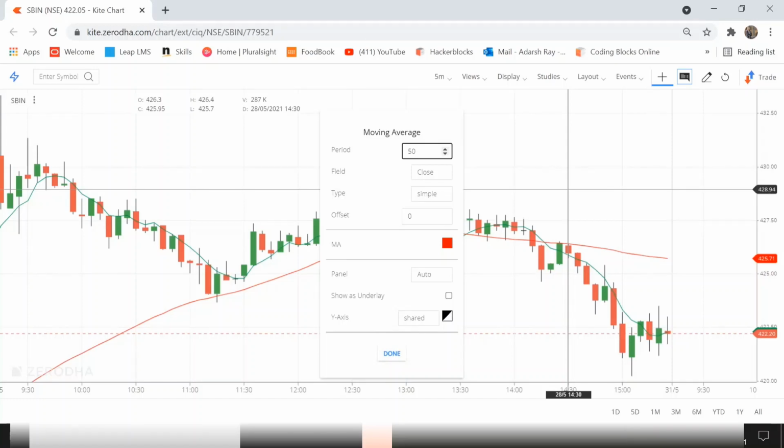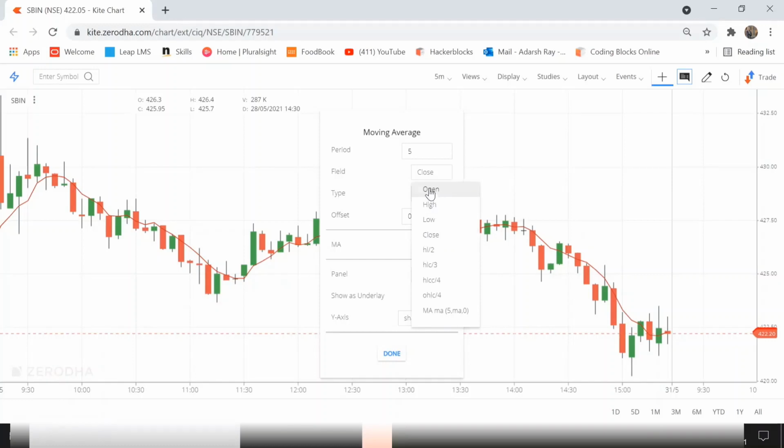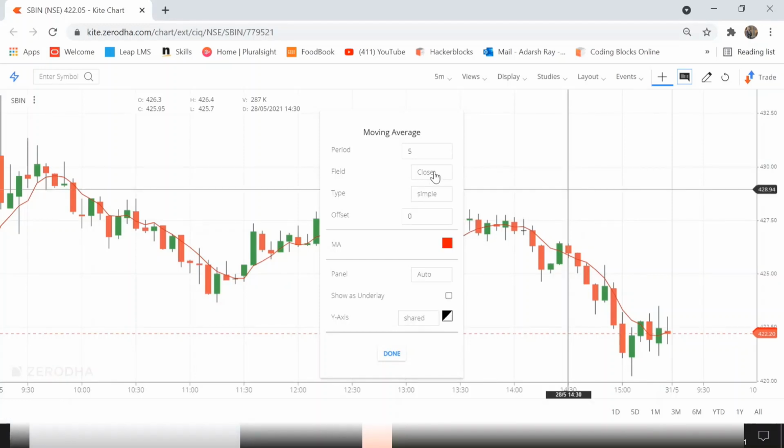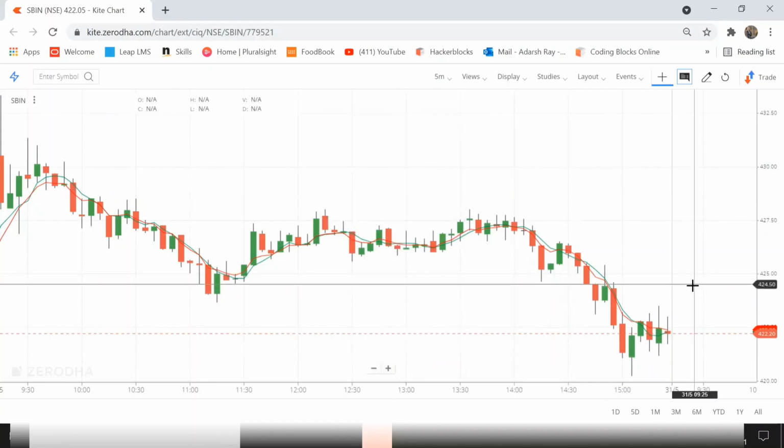Here by default it comes as 50 days, so I'll write 5. So 5 means 5 candles. Okay, this was the field which I was talking about, that currently we are taking closing price, right? So you can select here open, high, low, any other. We'll keep it as closing. The other one is simple, so I'll change it to exponential because we already have a simple one out there, and simple color was green, so for this let's keep the color as red. The period is correct, so we'll do done.